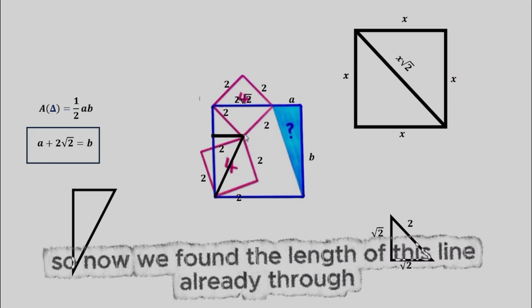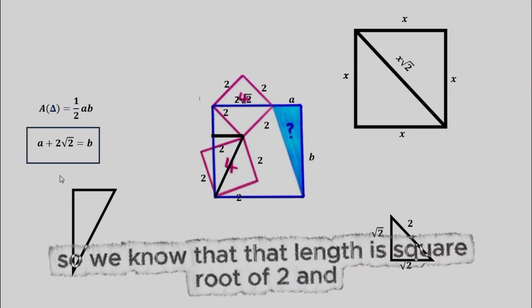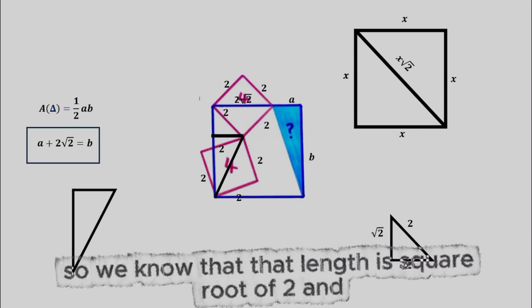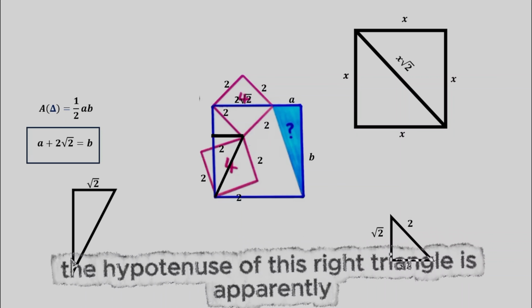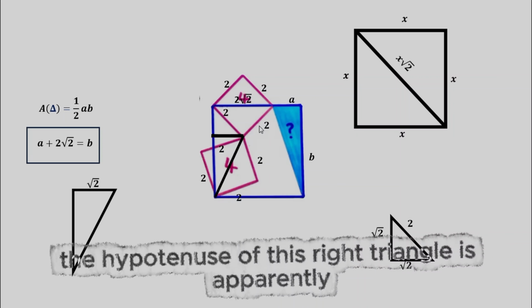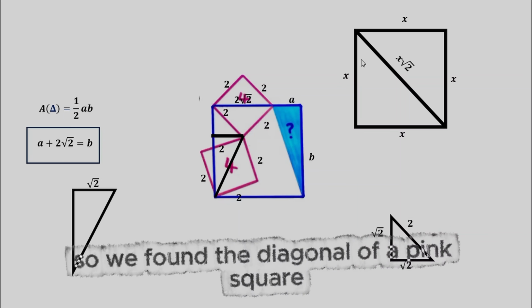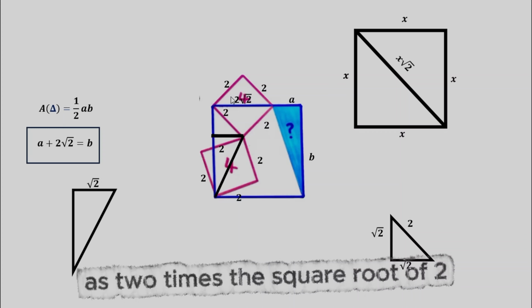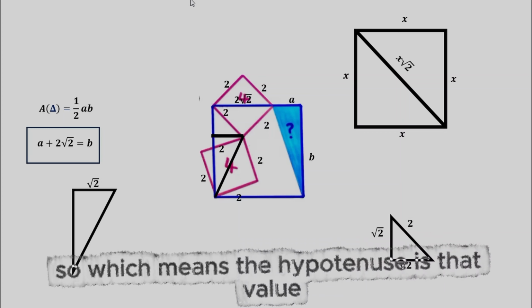So now we found the length of this line already through this right triangle, so we know that that length is square root of 2. And the hypotenuse of this right triangle is apparently the diagonal of a pink square, right? So we found the diagonal of a pink square as 2 times the square root of 2. So which means the hypotenuse is that value.